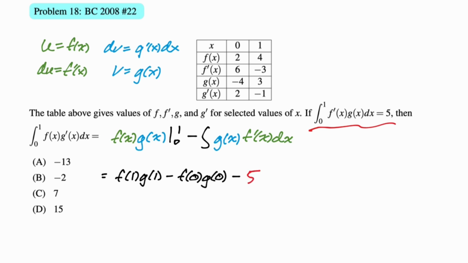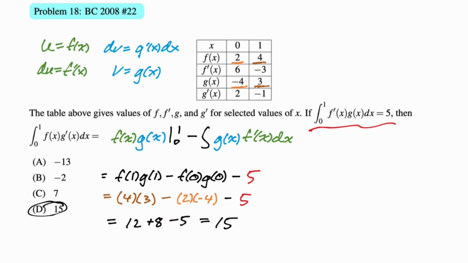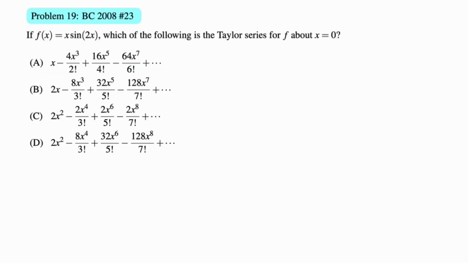All right, now we need to use the table. So at 1, we get 4 and we get 3. So it's 4 times 3. And then at 0, we get 2 and -4. So that's 2 times -4. And minus 5. So we're going to end up with 12 plus 8 is 20, minus 5. So we're going to end up with 15. So don't be afraid of those. As I mentioned, I think they're actually easier than when it's like x times sine of 2x, where you could screw up your positives and negatives and chain rule and all that. This is pretty straightforward. Next question.